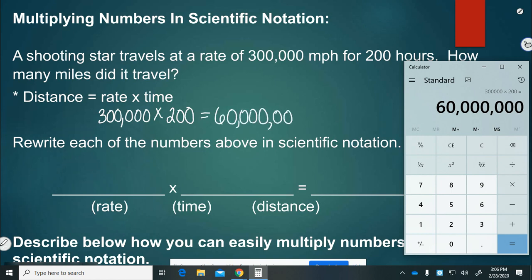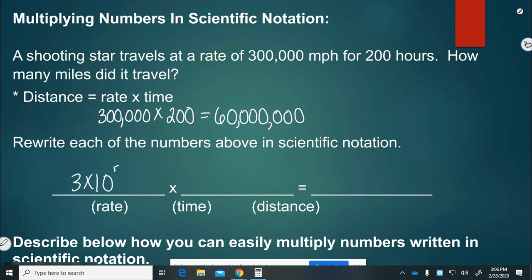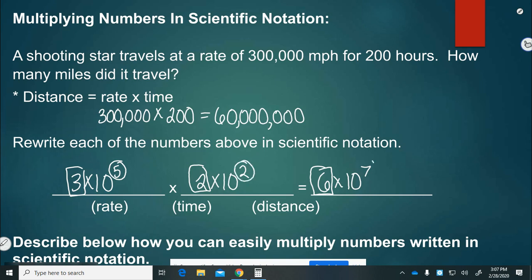So we know that's the answer, but let's rewrite it in scientific notation and see what happens. So 300,000 is 3 times 10 to the 5th power. 200 is 2 times 10 to the 2nd power. And 60 million is 6 times 10 to the 7th power. So hopefully you're seeing something that makes this easier to do if we were to have them all written in scientific notation to begin with. 3 times 2 is 6. And 5 plus 2 is 7.